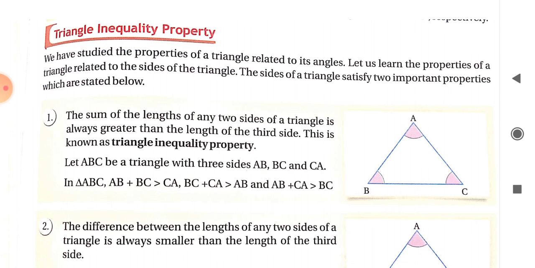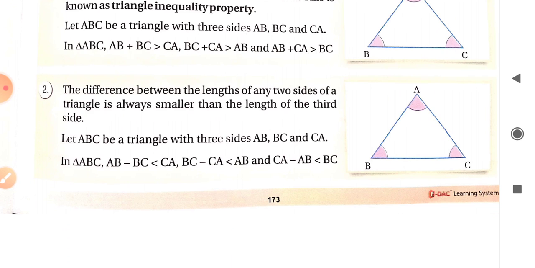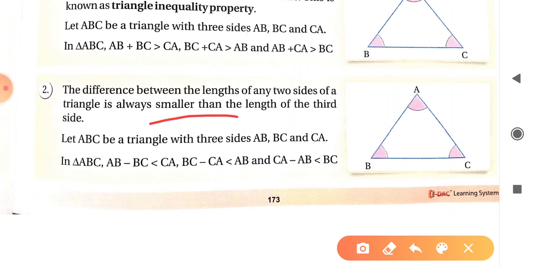This is the sum of two sides. And if we take the difference, if we subtract the lengths of any two sides of a triangle, then it will always be smaller than the third side. Here is triangle ABC, and there are three sides AB, BC and CA. In this triangle, AB minus BC will always be less than CA. And similarly, BC minus CA is less than AB, and CA minus AB is less than BC. This is the triangle inequality property.